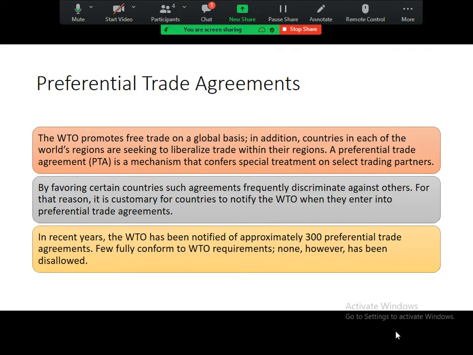Okay, so now we will talk about some preferential trade agreements. The WTO promotes free trade on a global basis.